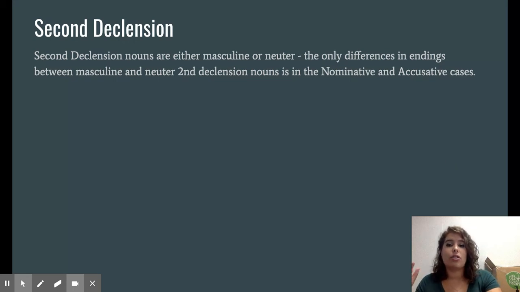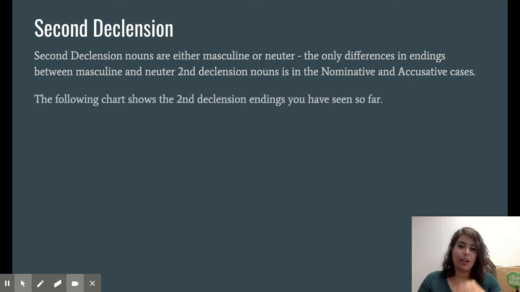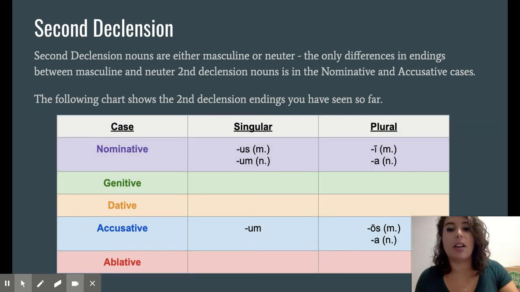Now, in second declension, the difference between masculine and neuter nouns happens in the nominative and accusative cases, which again are the only ones we know so far. The nice thing is once you learn the other cases, they're the same for both masculine and neuter. So now we've got our second declension chart. Let's take a look at this.